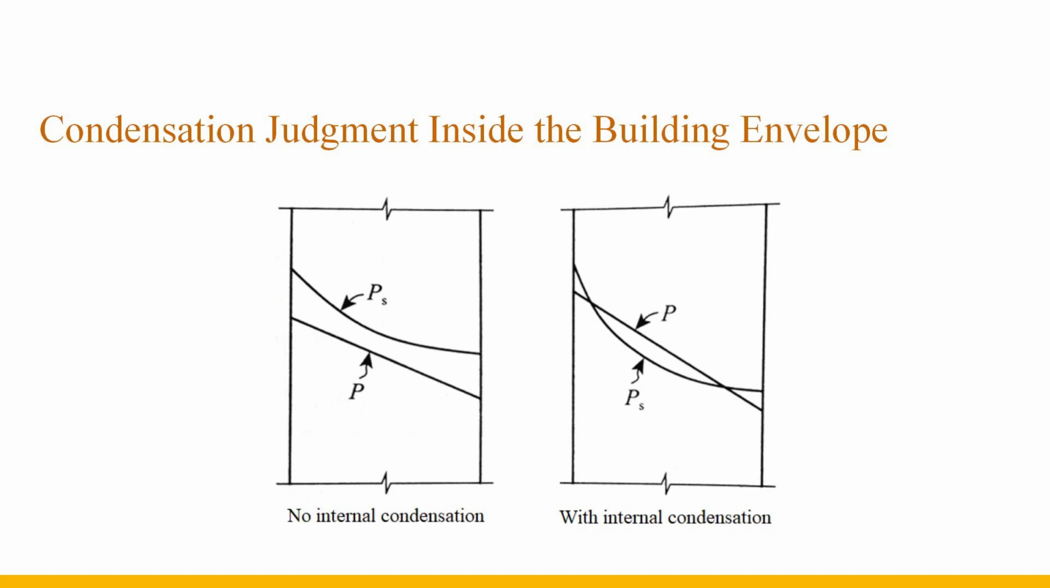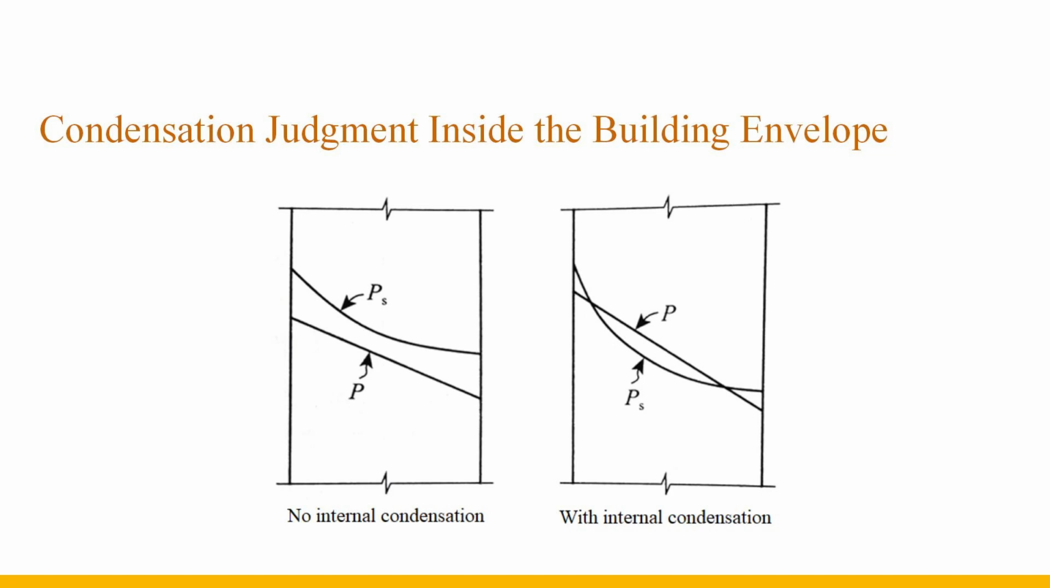The intersection indicates that the actual water vapor partial pressure is greater than the saturated water vapor partial pressure, and the condensation conditions occur. And the non-intersection indicates the actual partial pressure of water vapor is less than the partial pressure of saturated water vapor.